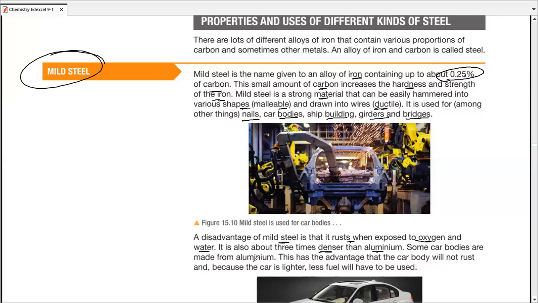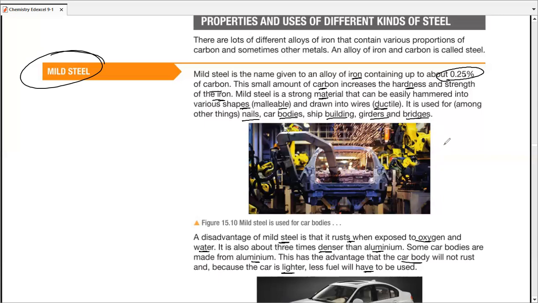Some car bodies are made from aluminum. A car body will not rust if it is made out of aluminum, and it would be lighter. Less fuel has to be used. Previously, we were making cars out of mild steel. The cars were heavy and they required more fuel. They also got rusted if they were washed over and over again and not dried in time. But now we are making cars out of aluminum. They don't get rusted. They are lighter, and since they are lighter, they use less fuel.